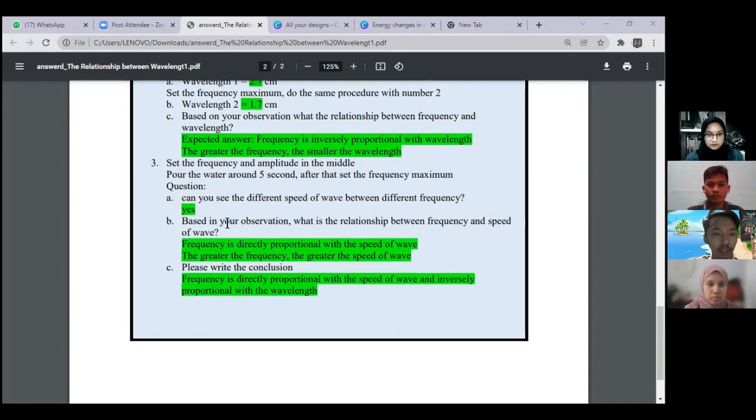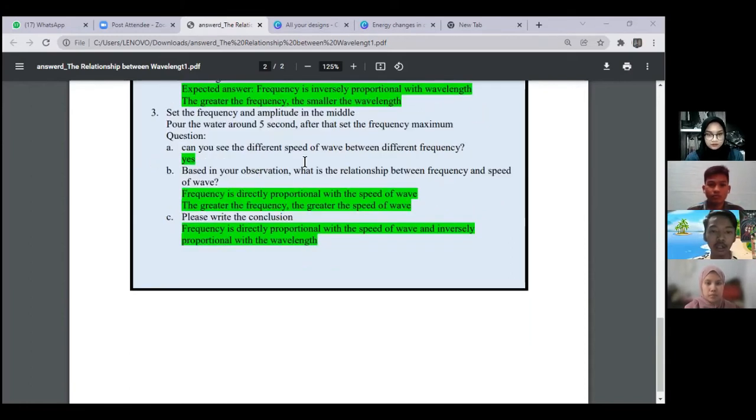And number three, can you see the different speed of wave between different frequency? Yes. And based on our observation, the relationship between frequency and speed is that the frequency is directly proportional with the speed of wave. The other one is the greater the frequency, the greater the speed of wave. And from this experiment, our conclusion is frequency is directly proportional with the speed of wave and inversely proportional with the wavelength. Maybe that's all, sir.